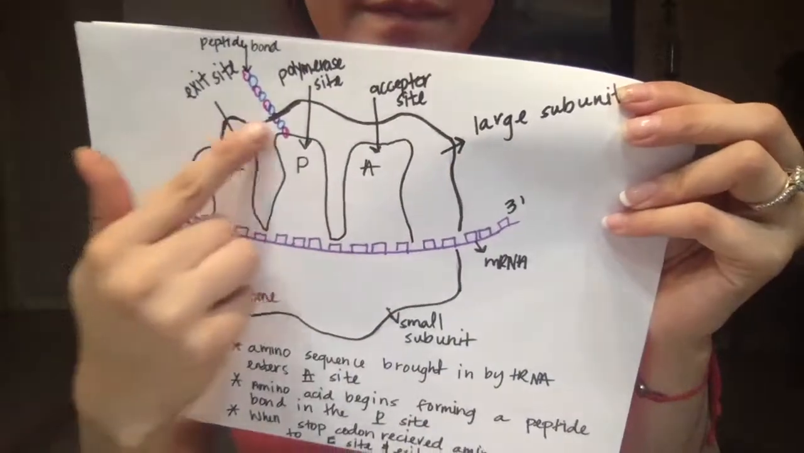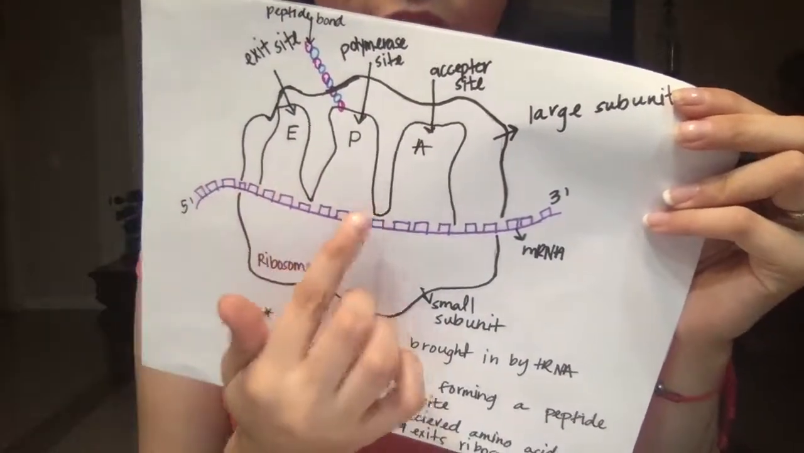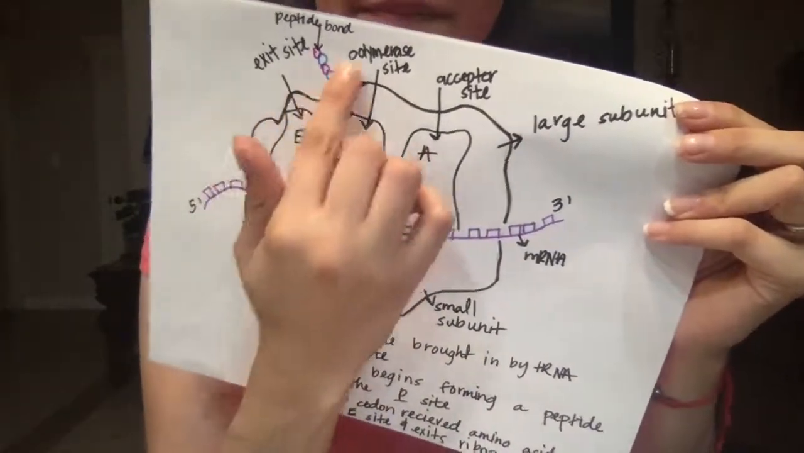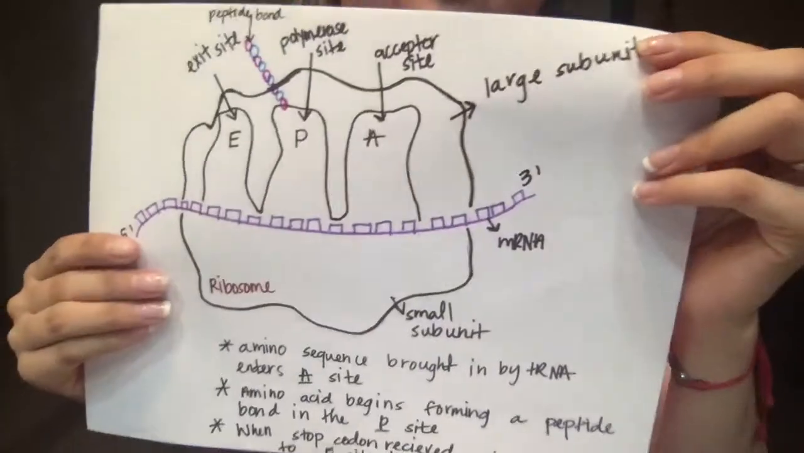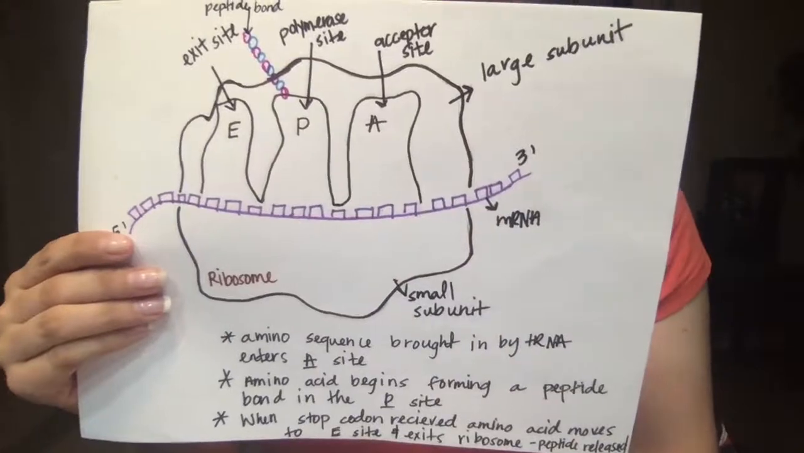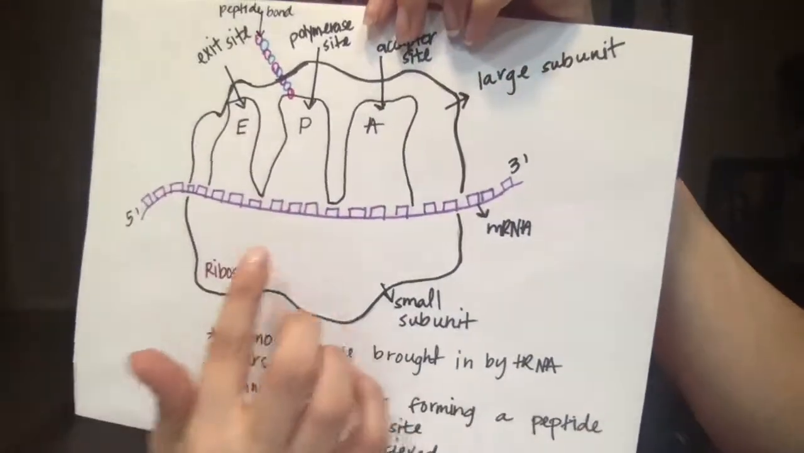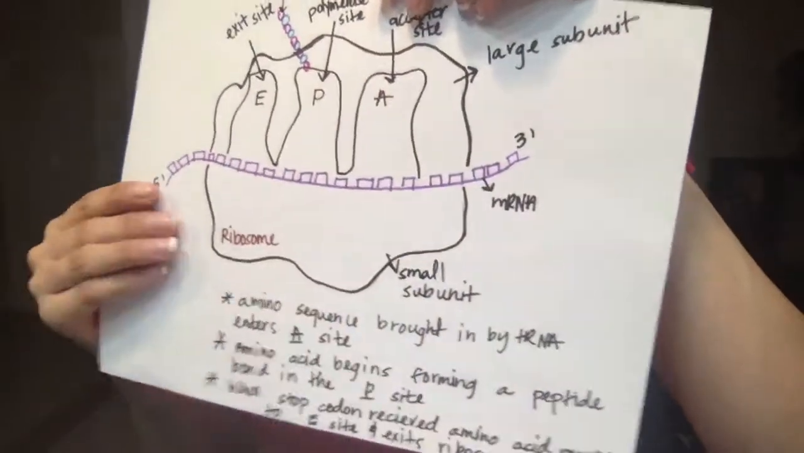being formed. And it will just continue to shift amino acids down and down to form the peptide chain, I'm sorry, until it is the desired length, until a stop codon is reached as well. Then the amino acid moves on to the E site, and the P site actually releases the peptide.